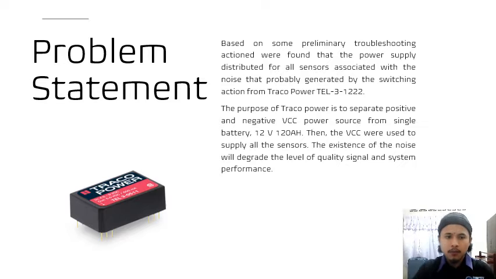Next is the problem statement. This BDP carries out a problem statement based on the primary troubleshooting action. We found that the power supply distribution for all sensors is associated with noise that is probably generated by the switching action from the Traco Power TEL31222. The purpose of the Traco power is to separate positive and negative VCC power source from a single battery, as I said in the introduction before. The VCC is used to supply all the sensors.